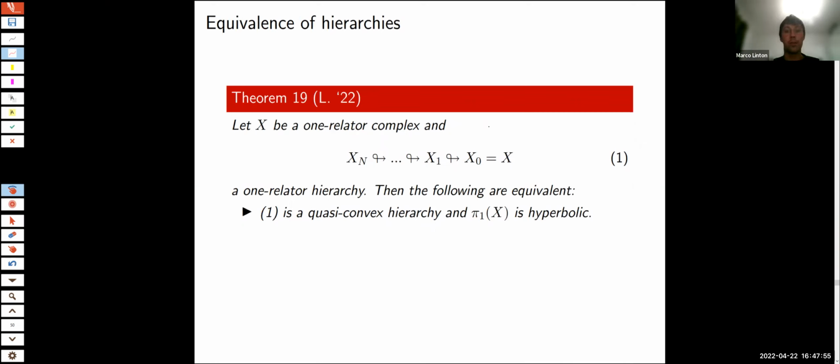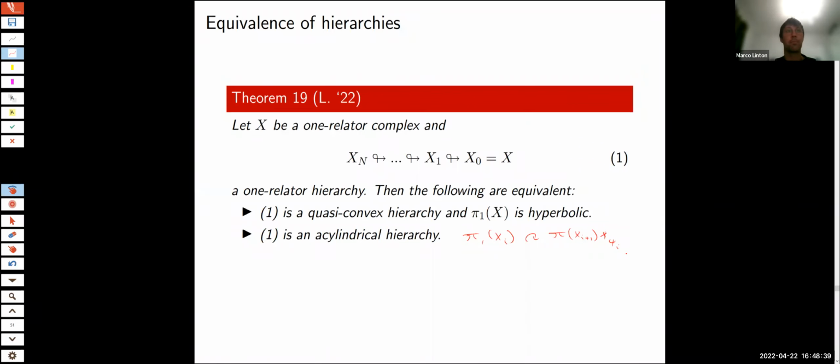So how do these two concepts connect? Given a one-related complex X and any one-related hierarchy for X, we have the following equivalence between hierarchies. One is a quasi-convex hierarchy and the fundamental group of X is hyperbolic. This is equivalent to this being an acylindrical hierarchy. And what I mean by this is that the fundamental group of X_i acts acylindrically on the Bass-Serre tree for the splitting X_{i+1}.